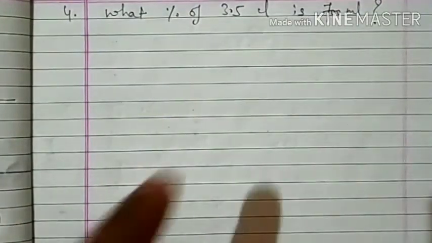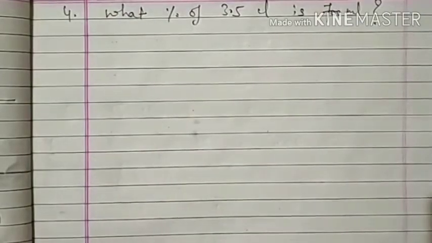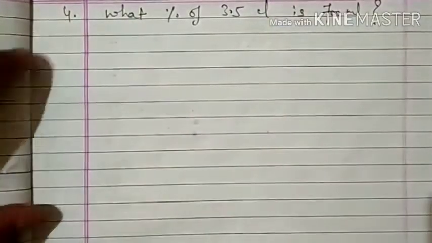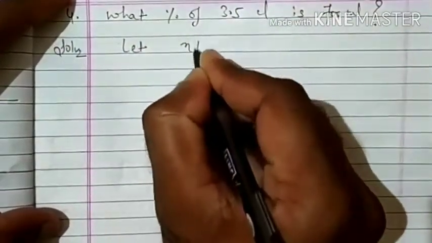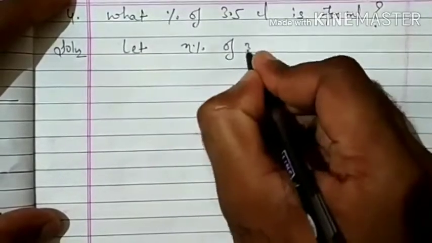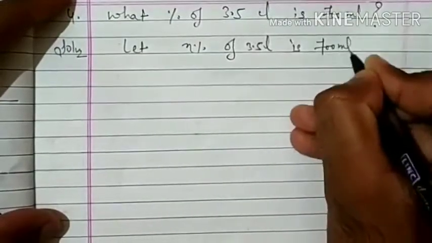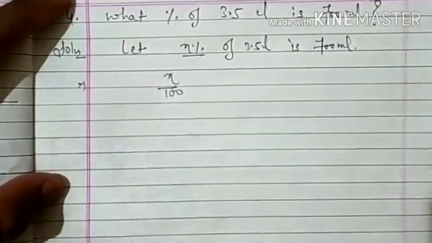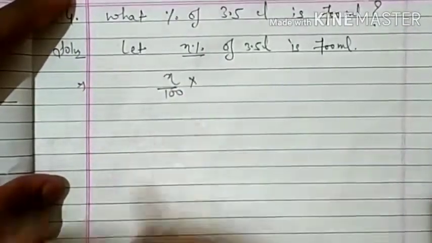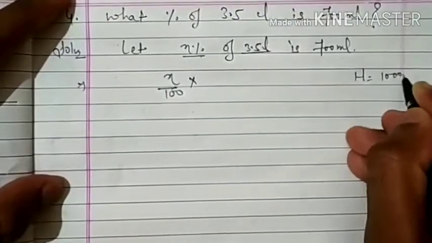So first thing, this is in the form of liter and this is in the form of milliliter. So both the units should be the same. So what percent of 3.5 liter? You don't know. So what can you write? Let x percent of 3.5 liter is 700 ml. What does x percent mean? X by 100 of, multiplied by 3.5 liter. What do we know? 1 liter equal to 1000 ml.